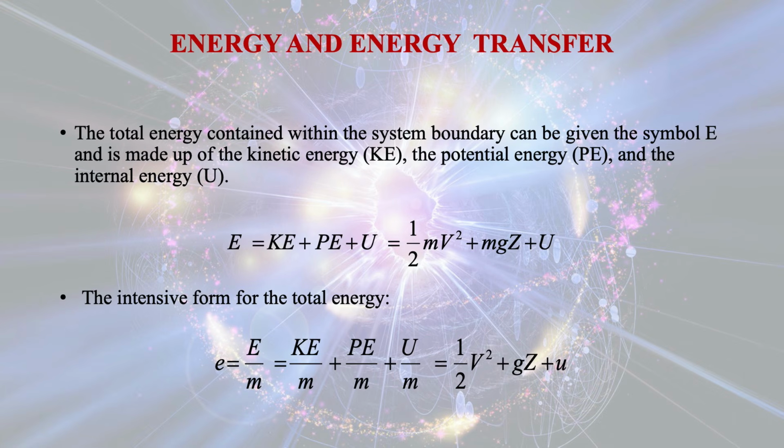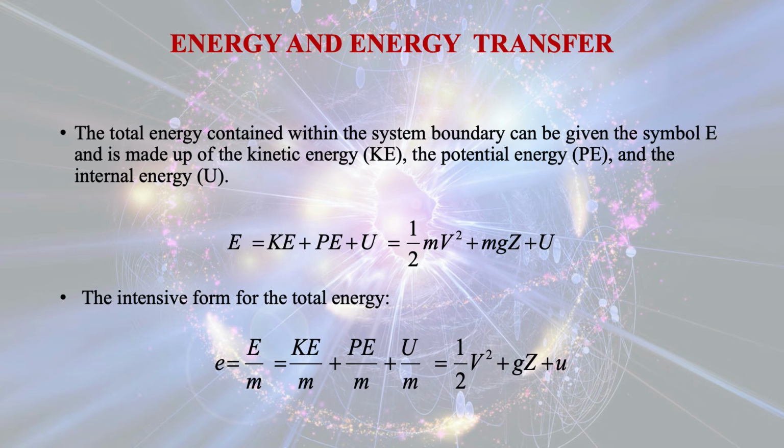Now this is the total energy in terms of kinetic energy because of the motion, and potential energy because of the elevations, and U is the internal energy. Now the intensive form for the total energy, that is small e, that is the total energy by mass, is equal to kinetic energy by mass plus potential energy by mass plus internal energy by mass.